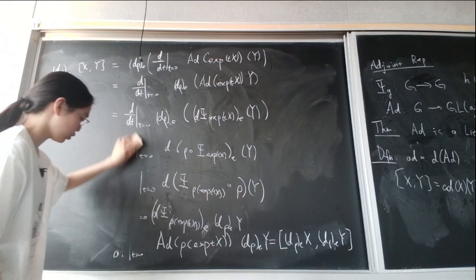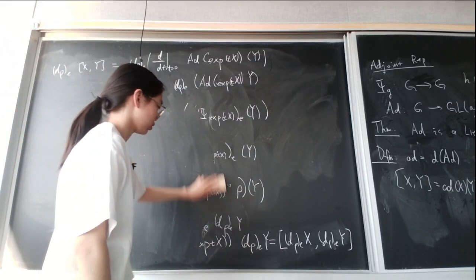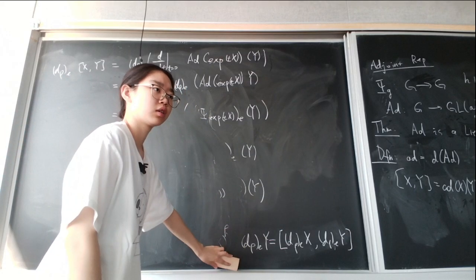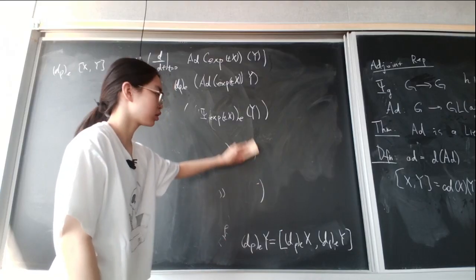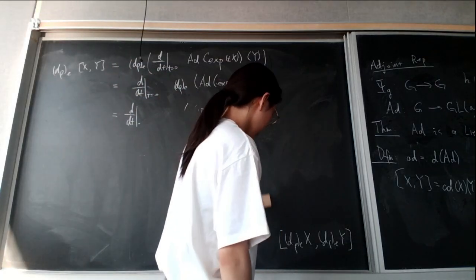I think this whole proof is actually the same commutative diagram. It's like the same one that we're going to use later with the exponential map.